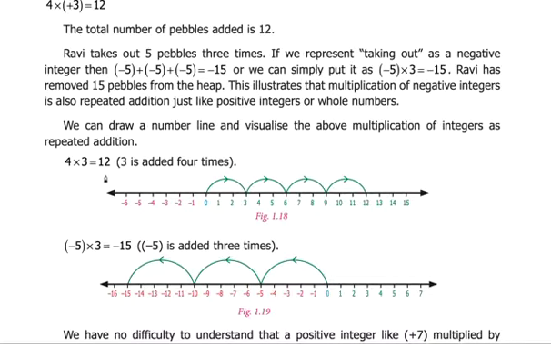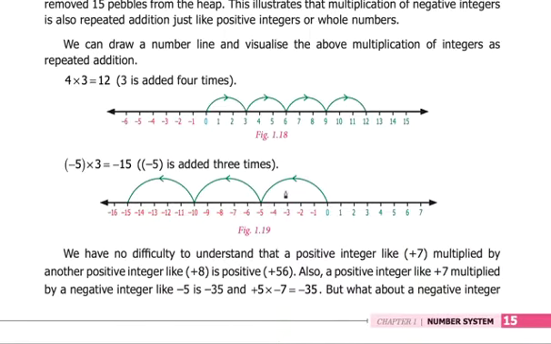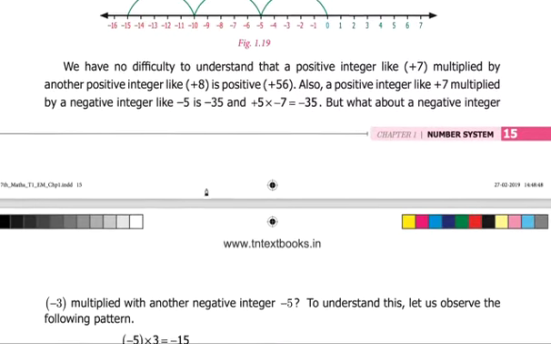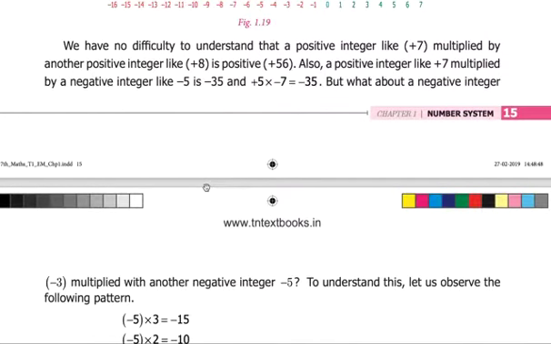4 into 3 is 12, right? 3, 3, 3, 3. This is 4 into 3. Minus 5 into 3, here minus 5, again minus 5, again minus 5. This is minus 15. Minus 5 into 3 is minus 15. We have no difficulty to understand that a positive number like plus 7 multiplied by another positive number like plus 8 gives a positive result. 7 into 8 is 56. Also a positive integer multiplied by a negative integer gives a negative result.